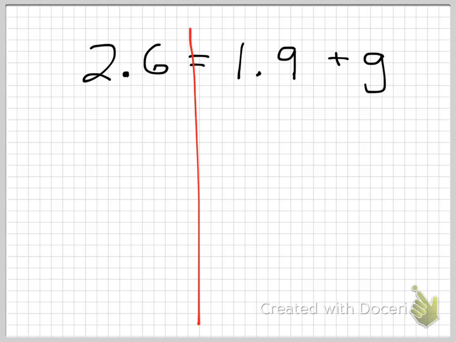Here's the weird part. Pay attention. The variable's not happy because he's not alone. Who's with him? The 1.9. Is the 1.9 adding to him or subtracting him or what? What is the 1.9 doing? Here's the deal. It's not because of this plus sign that 1.9 is being added to him.